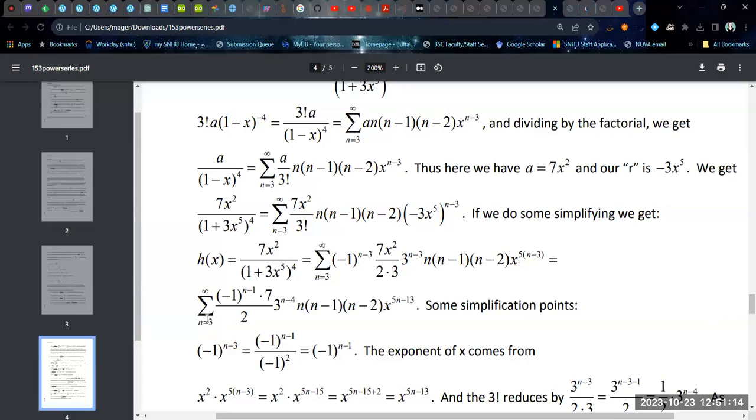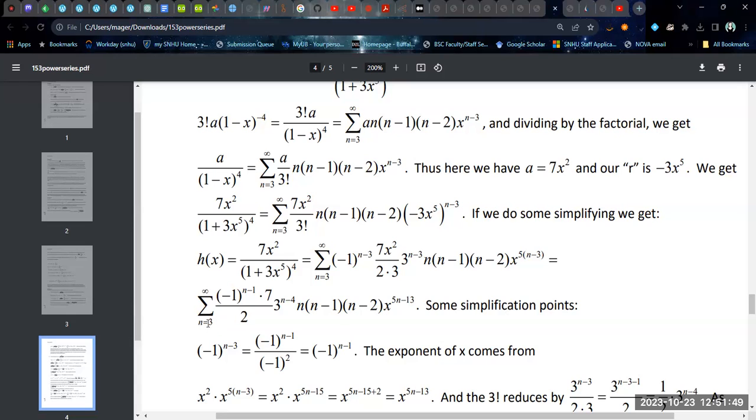So once we get our formula all set up and simplified, our 7x squared is going to have to be combined with our x to the, so notice here, this is x to the 5th, but it's being raised to the n minus 3 power. So x to the 5n minus 3 power. The x squared is going to have to be added to that. So this will be 5n minus 15. Add the 2, you get 5n minus 13. And we still have our n minus 1, n minus 2.